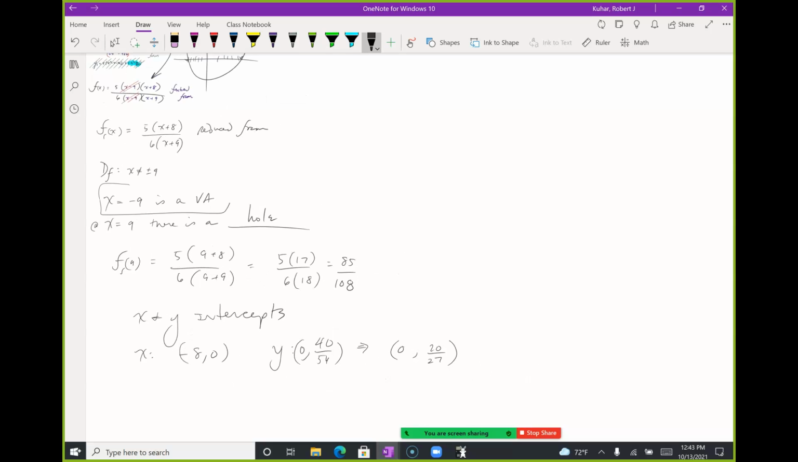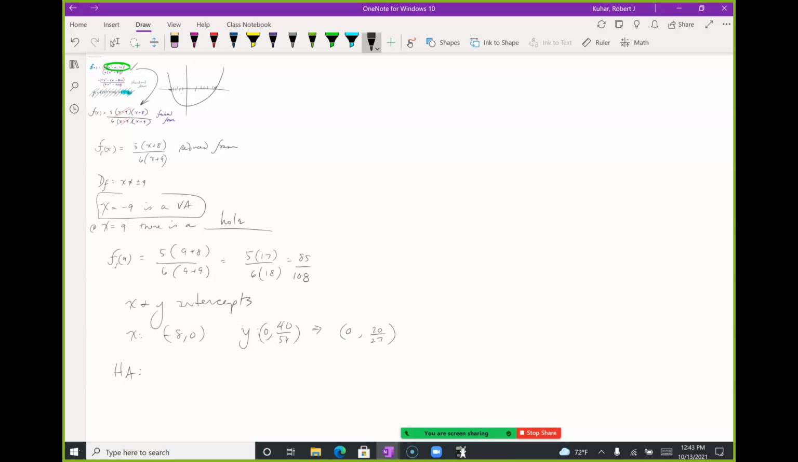So I've got a vertical asymptote. What about a horizontal asymptote? It's gonna be 1. Almost. Very close to 1. Is it y equals 0? So what's my leading term? 5x squared over 6x squared. So that's 5 over 6. So y equals 5 over 6 is the horizontal asymptote.